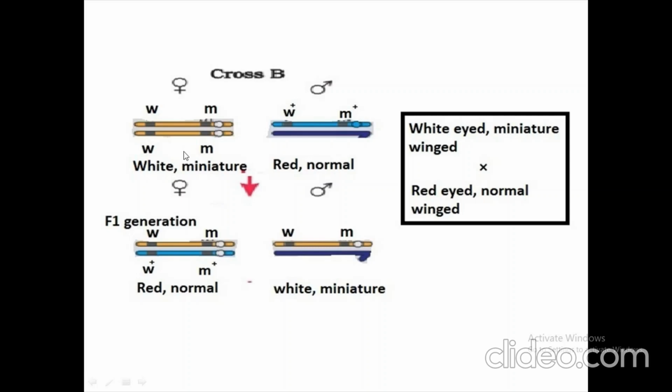Similarly, with respect to the shape of the wings, the allele M plus is dominant and controls the wild, that is normal shaped wings, whereas the allele M is recessive and it controls the miniature shape of the wings. In F1 generation, females were red-eyed and normal winged, and males were white-eyed and miniature winged. So in F1 generation, all the females showed the wild dominant character, whereas all the males showed both the recessive characters with respect to color of the eye and shape of the wing.